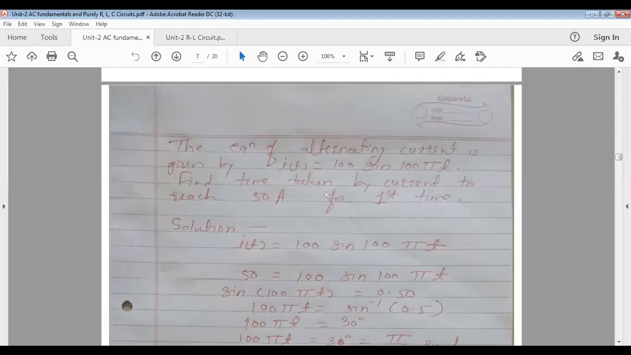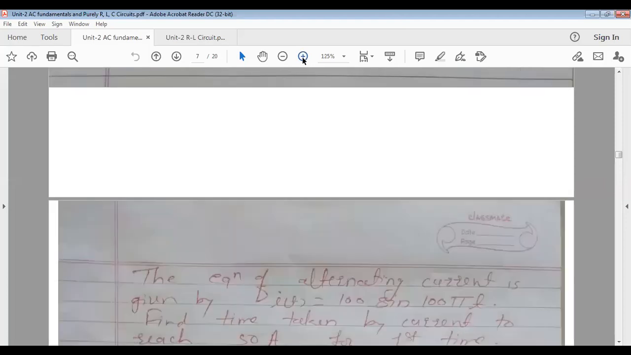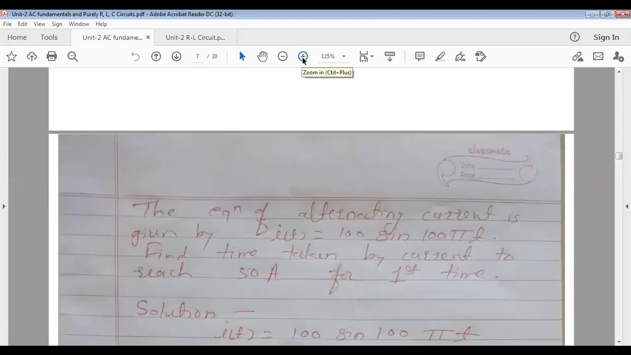The equation of an alternating current is given by I of t equals 100 sin 100 pi t. Find the time taken by the current to reach 50 ampere for the first time. See, the instantaneous current equation is given to you.